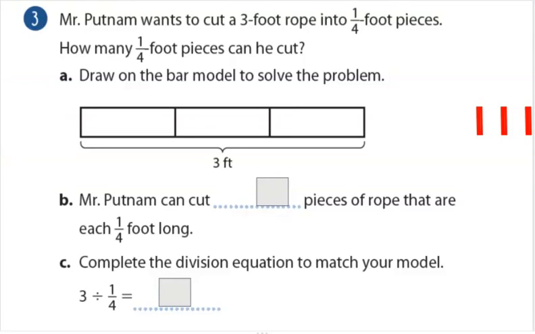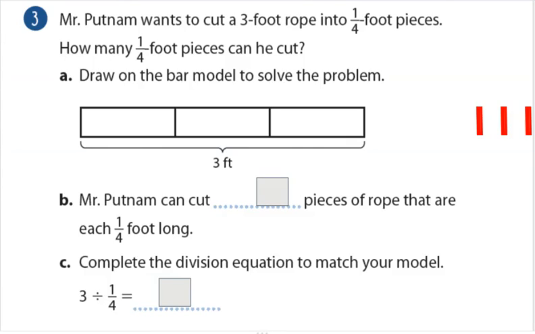In that previous example about the cats and the tuna, we were taking a fraction and dividing it by a whole number. So now we're going to look at an example where we start with a whole number and divide it by a fraction. So in this next problem, we have Mr. Putnam wants to cut a 3-foot rope into 1/4 foot pieces. How many 1/4 foot pieces can he cut?